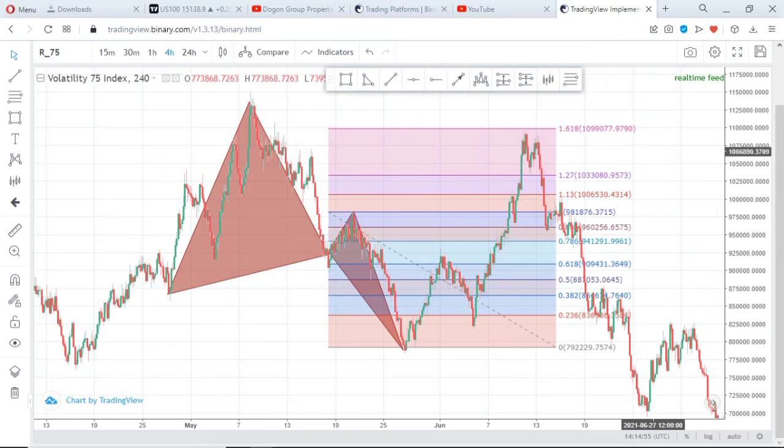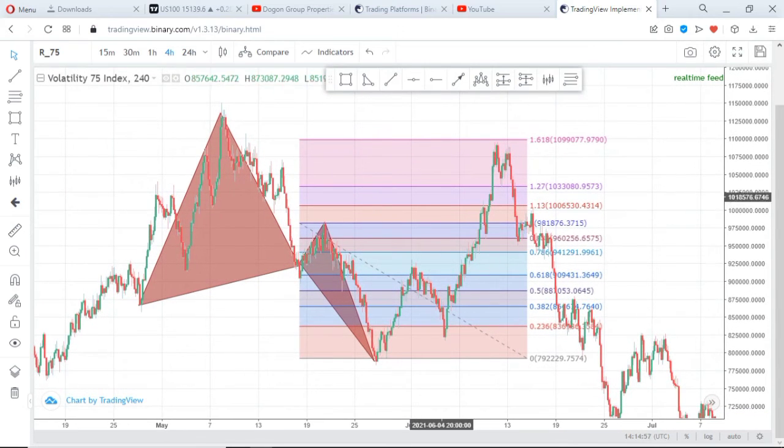I'm going to explain further why I say this was a pattern. We call this one a crab pattern. I'm going to explain why. It came from point X to point A, went up as a W type. Point B never broke below, went up and shot up to 1.618. We call this a crab pattern. What did it give you on top? It gave you a double bottom.